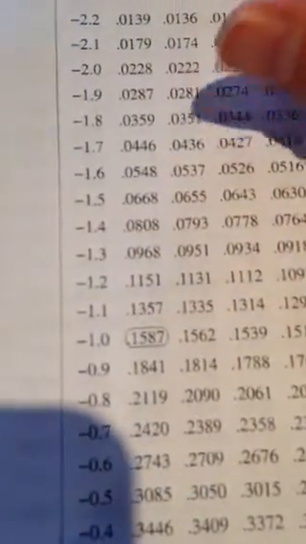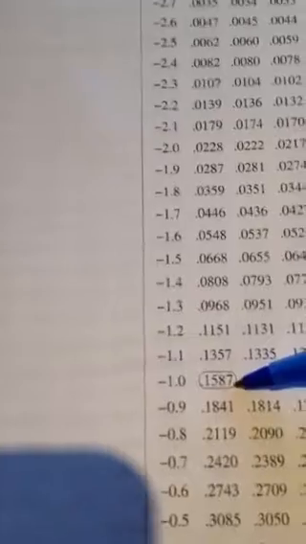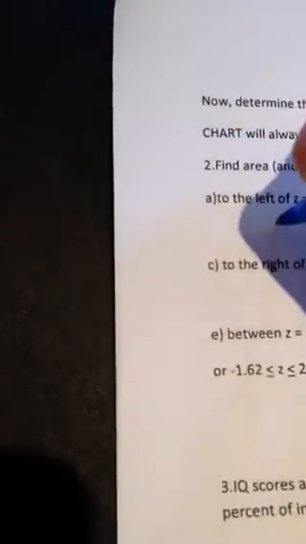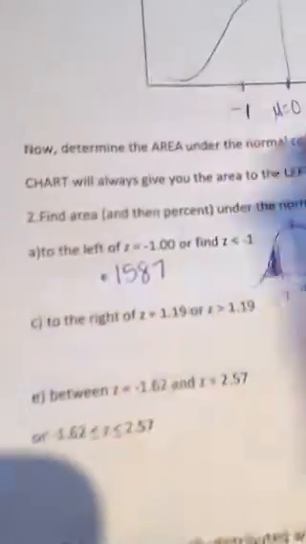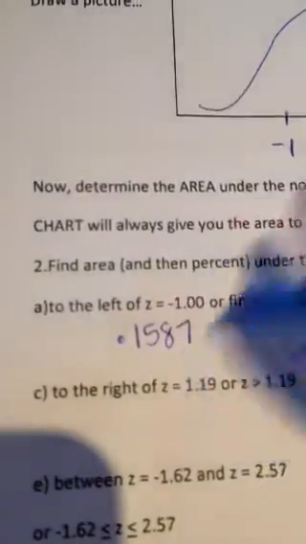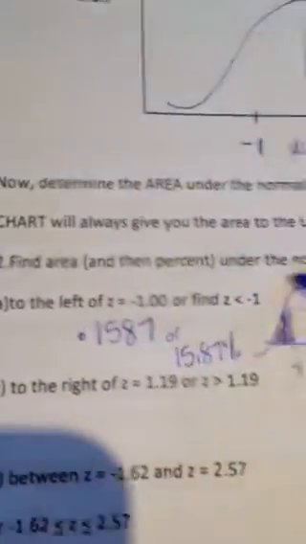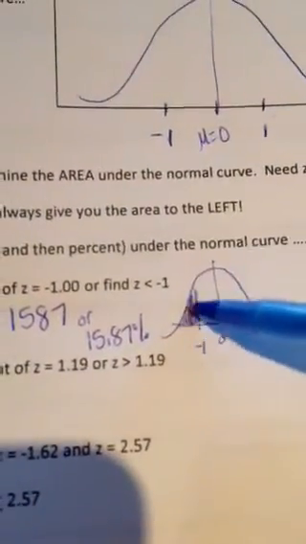-1.00 actually. So this chart will always give you the area to the left. See this picture? It always gives you the area to the left, never to the right. If it's to the right, we have to do something different. But if you want to the left, you just look up the z-score, -1, and there it is, 0.1587. You'll write down all 4 digits, okay? So your answer right here is 0.1587. If you want to write it as a percent, you just move that decimal place over twice, and you write 15.87%. So right here, about 15% of your data scored right in this area, okay?